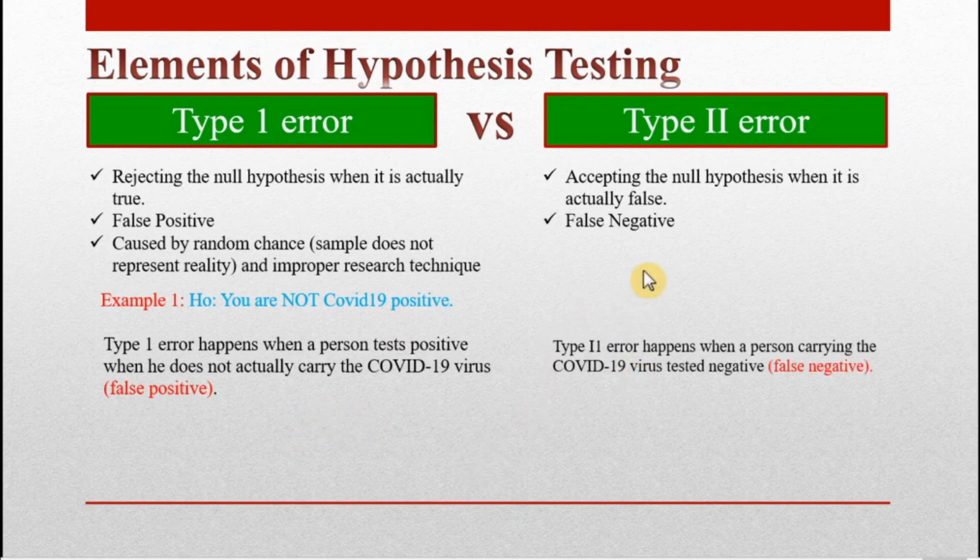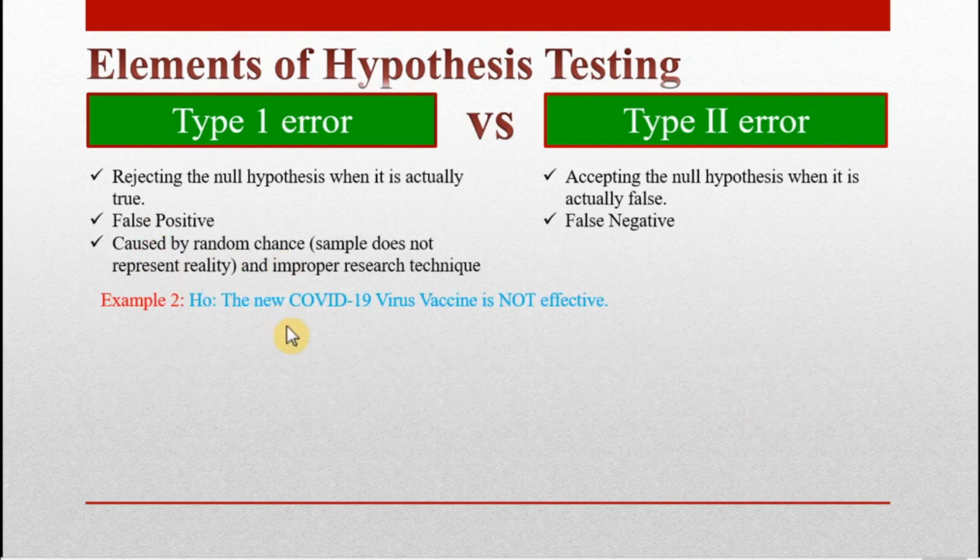Type 2 error happens when we conclude that a person carrying the COVID-19 virus tests negative. This is the reason why we call it false negative, because we are accepting the null hypothesis. You are not COVID-19 positive means that you are negative. So we are saying that that person is negative for the COVID-19 virus, but in reality, that person carries the virus. So maybe the technician swapped the specimens, which is an error, or there are some other reasons, or it was just caused by random chance.